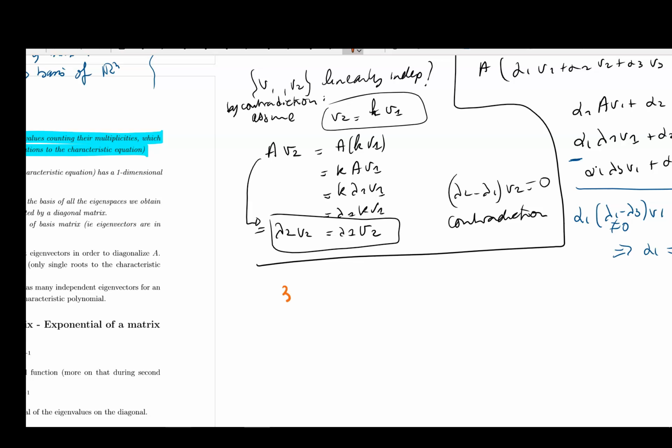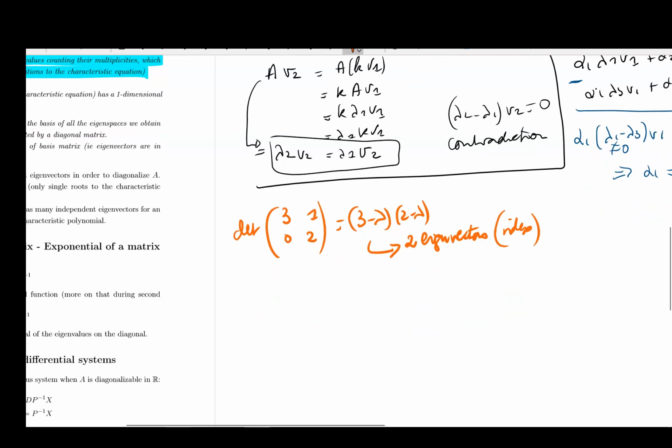You remember we had some matrix looking like this. And we take the determinant and we get 3 minus lambda, 2 minus lambda. So eigenvalues are 3 and 2, and we had found 2 eigenvectors, 2 independent eigenvectors. So they are linearly independent. All right. Now let me show you a very, very similar matrix.